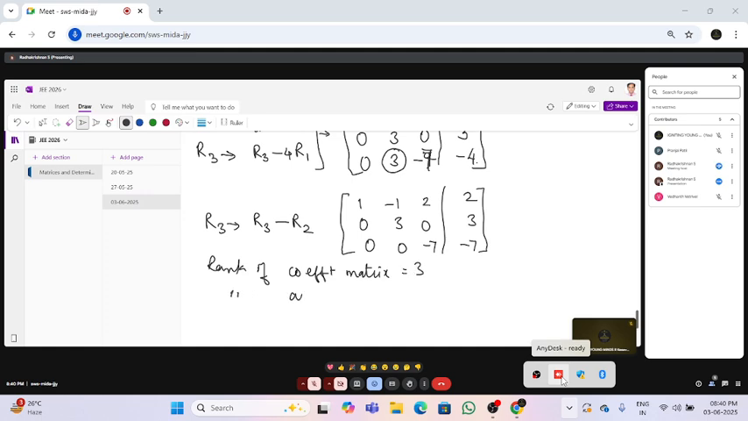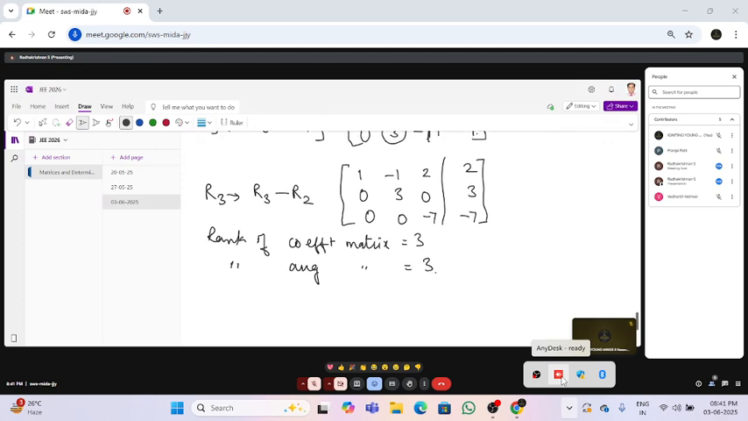Rank of augmented matrix is also 3. Augmented matrix means you look at the whole matrix, the 4 by 3 matrix, and remove the rows that are all zeros. Since there are no rows that are all zeros, we don't remove any row. So the rank is 3 itself. That is how you calculate the rank of the coefficient matrix and the augmented matrix.